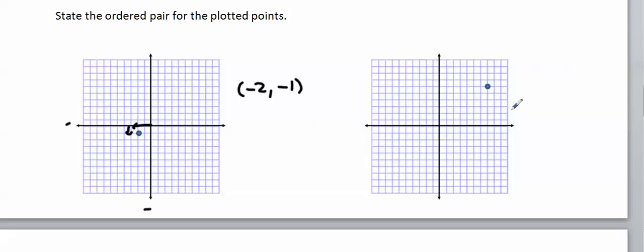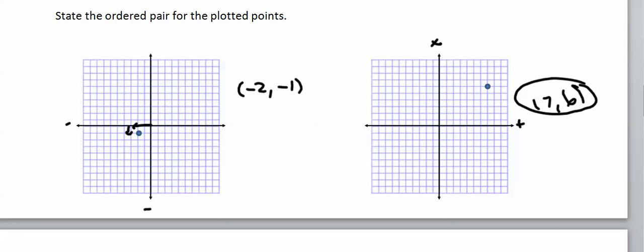You try the second one over here. See what you come up with. You should have counted over, starting at the origin, x first. 1, 2, 3, 4, 5, 6, 7 spaces. It's easier if you count the spaces in between than trying to count the lines. So x is 7, in the positive direction, and then I go up 1, 2, 3, 4, 5, 6 in the positive direction. So it's 7, 6. This is the ordered pair you should have gotten for this point.